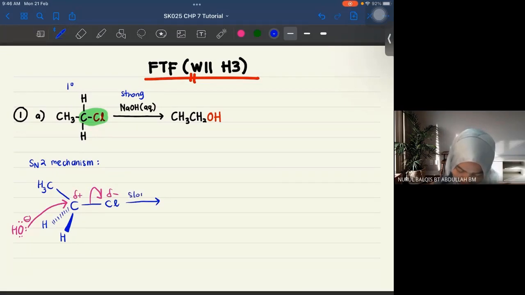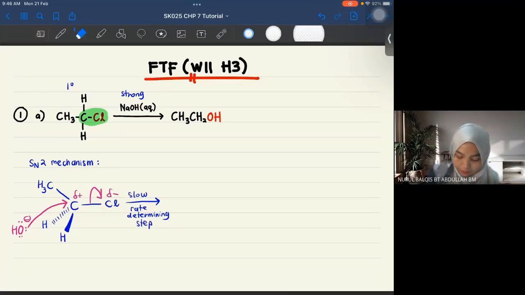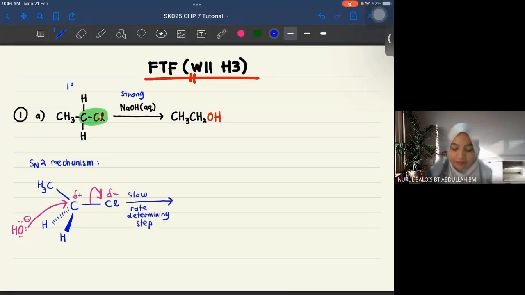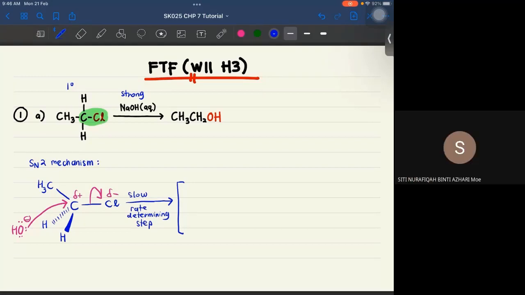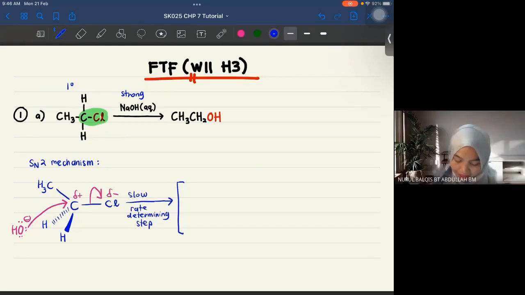Slow saja. Rate determining step. Jangan lupa you tulis yang ni. Ni memang ada markah. Awak tulis slow je salah nanti. Okay. Lepas tu, lepas dah slow rate determining step ni, kita akan form our intermediate. Intermediate dalam SN2 mechanism tadi awak cakap dia adalah transition state. Yes, dia adalah transition state.